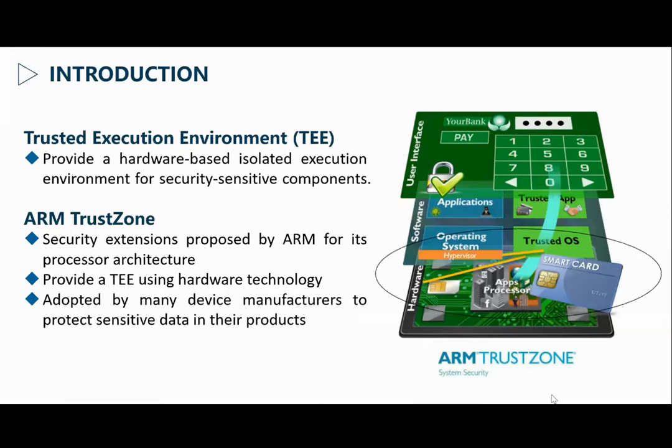GlobalPlatform provides the concept of the TEE, which provides a hardware-based isolated execution environment for the security-sensitive components. ARM TrustZone is a security extension provided by ARM for its processor architecture and provides a TEE using hardware technology. ARM TrustZone is adopted by most device manufacturers, such as Apple, Huawei, and Samsung, to protect sensitive data in their products.